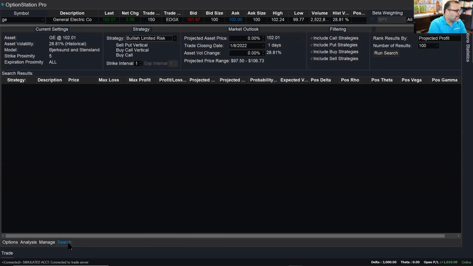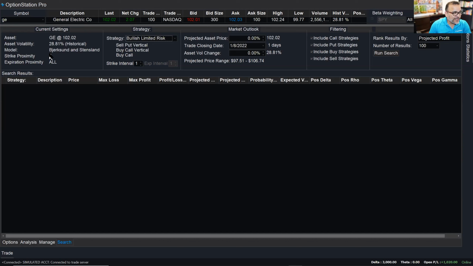I'm going to go to the search tab, and here you can see at the very top that you have already some information established. Right here on the top left corner, you have current settings. We see the asset is General Electric, and you can see the current trading price right there. It's trading at $102 and a penny. You also see the asset volatility, the 28.81% that we saw right here at the top, is brought over here because it's an important value used in the calculation for the search.